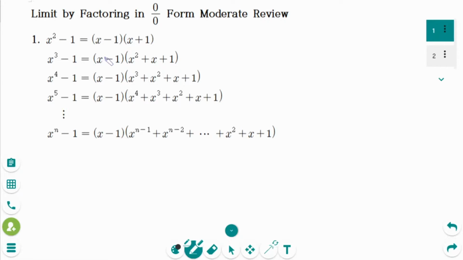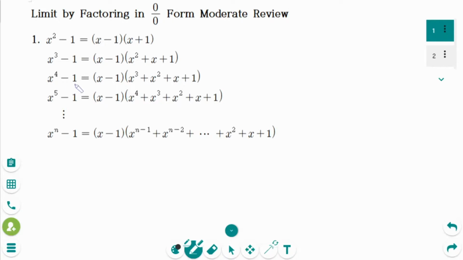This video will cover moderate level questions regarding the topic of limit by factoring. Like the beginner lesson, let's review some factoring first. Here are some common binomials. X squared minus 1 equals (x minus 1)(x plus 1). X cubed minus 1 equals (x minus 1)(x squared plus x plus 1).